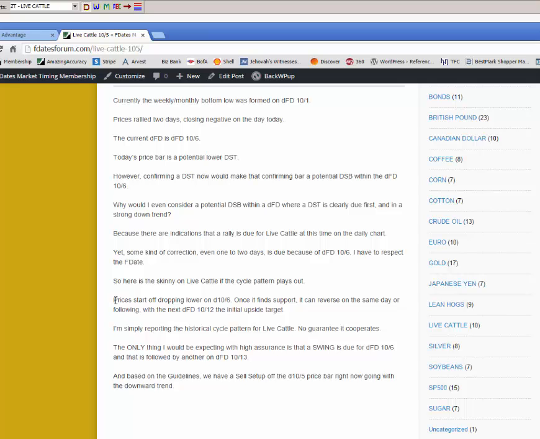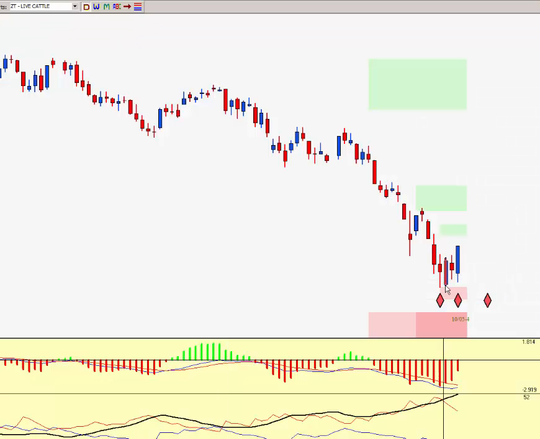I said prices start off dropping lower on 10.6. That's today, and you saw it dropped lower. It went lower than yesterday. And then it says once it finds support, it can reverse on the same day or the following day. And then I gave an upside target of the F-date 10.12 as the initial upside target. So it dropped lower as I had suspected. It found support, and it reversed on the same day.